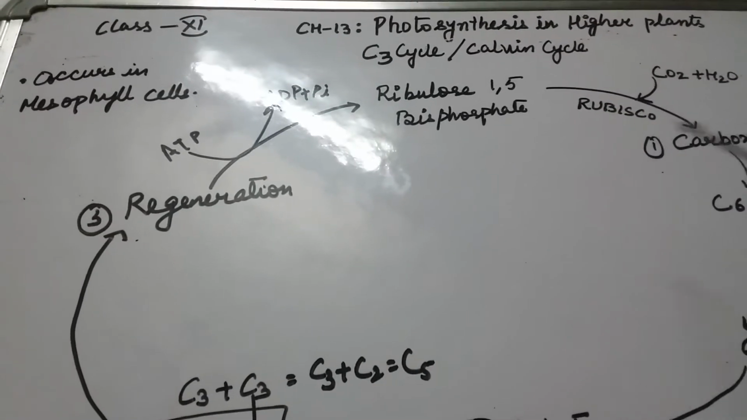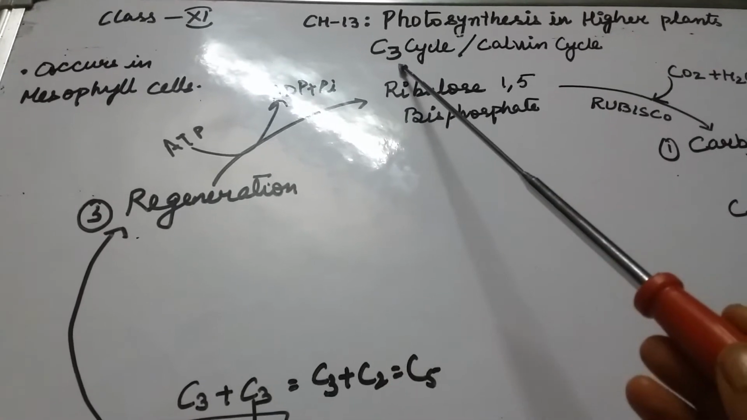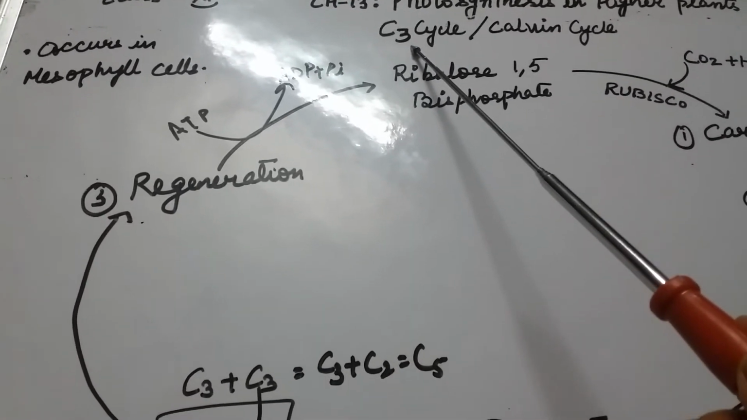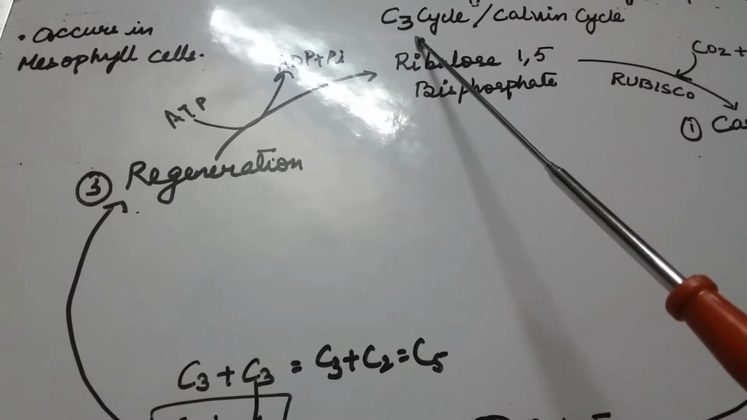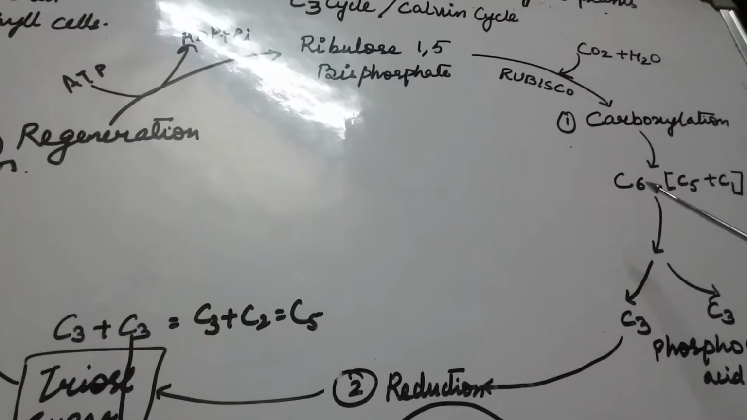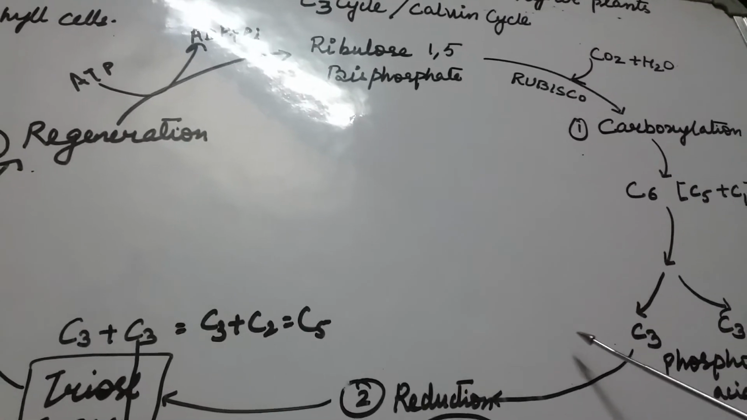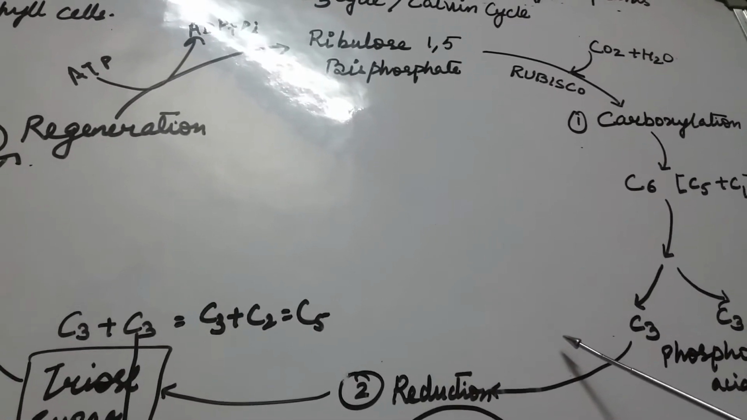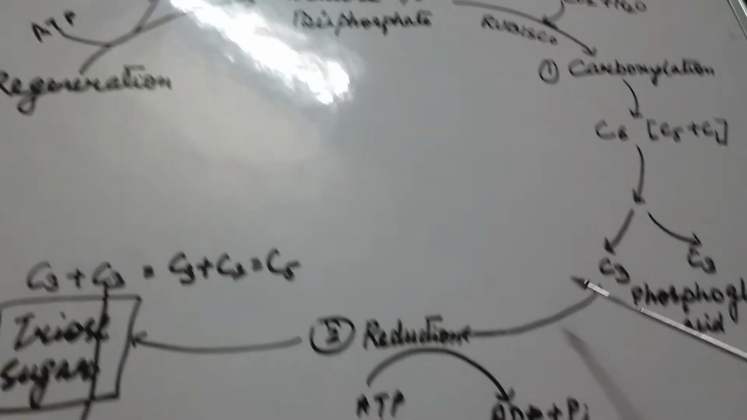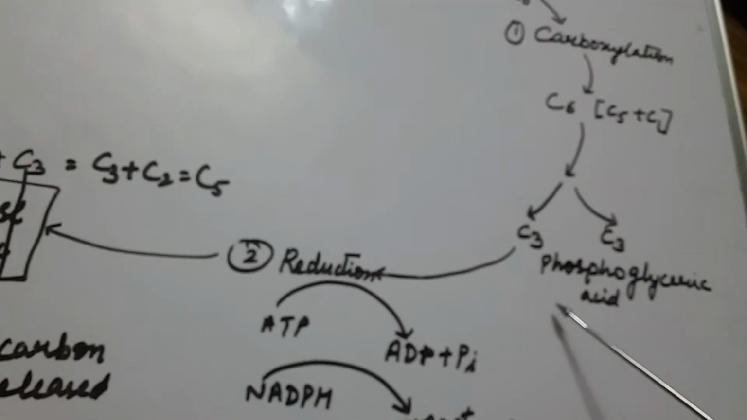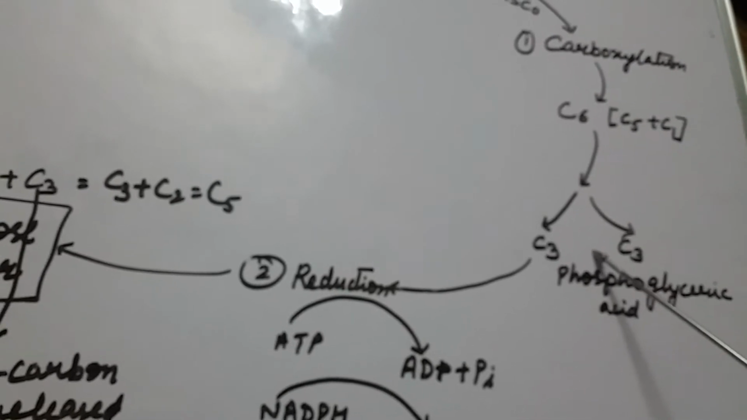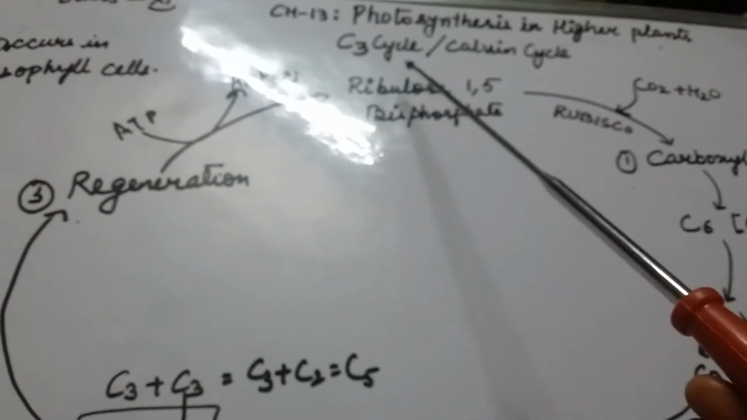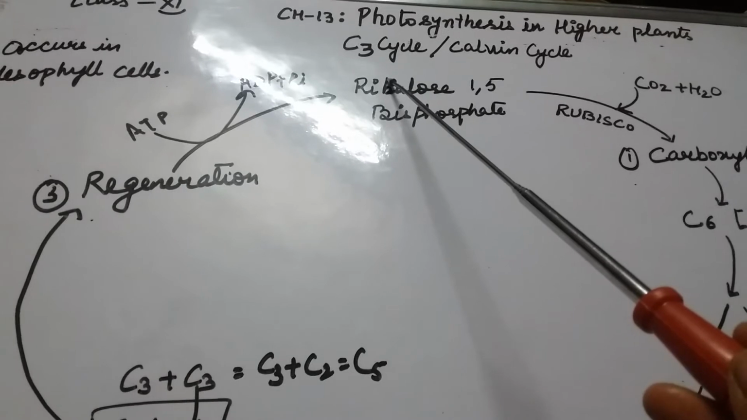And another question arises, that is, why is it called the C3 cycle? The reason is that the first stable product that is formed after carboxylation is a C3 compound, and that is phosphoglyceric acid. Because of this production of a stable C3 compound, the cycle is called the C3 cycle.